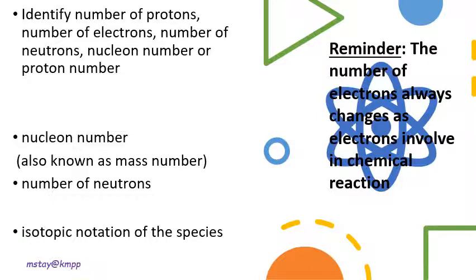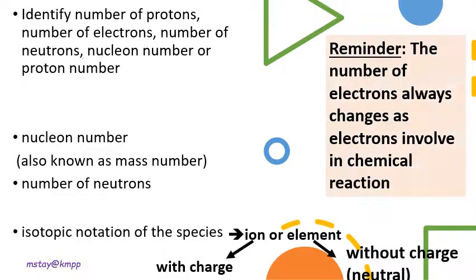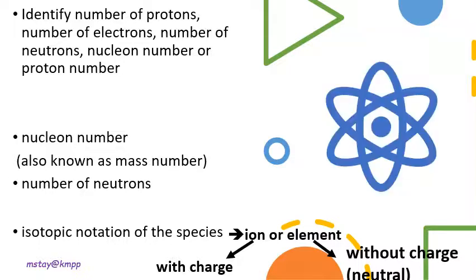Sometimes the question may ask us to write down the isotopic notation of the species. Species can refer to an ion or an element. Basically, an ion has a charge, while an element is without a charge. Another point to remember: the number of electrons always changes, as electrons are involved in chemical reactions.